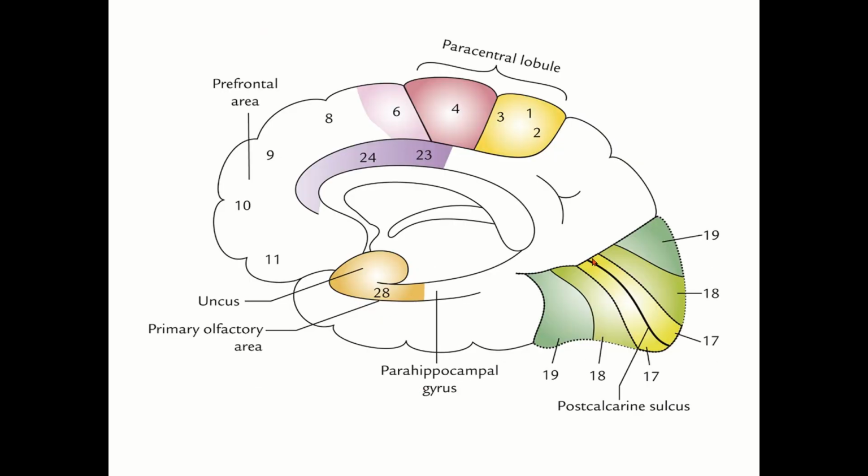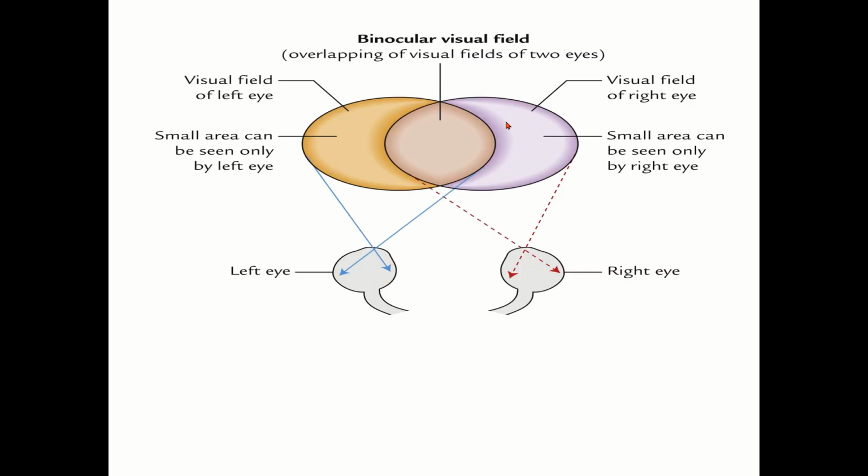You can see this is the posterior part of the calcarine sulcus on the medial surface of the cerebrum. This is area number 17, the primary visual cortex, and 18 and 19, the visual association cortex. We can see this is the binocular field of vision. The visual fields of the right and left eye both overlap in the center.